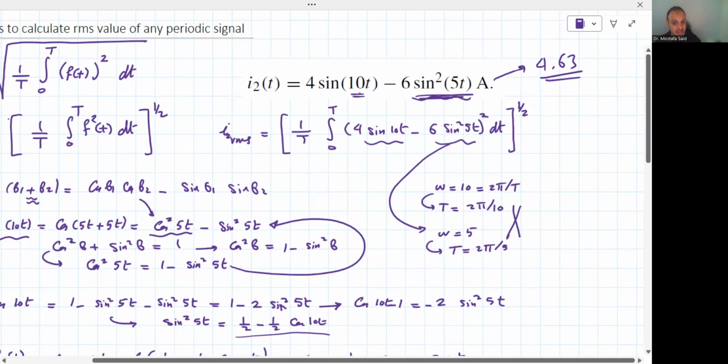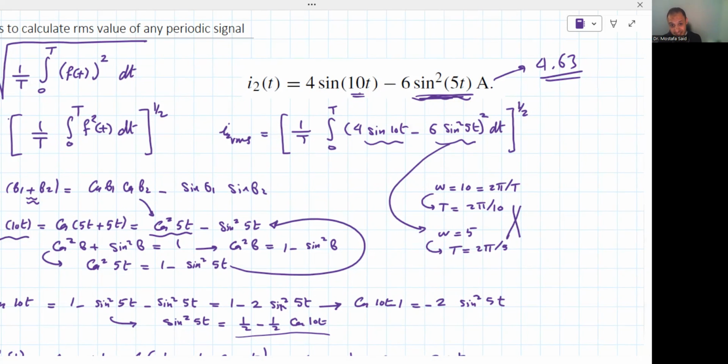Okay, what does that mean? That means the effect on a resistance of an AC current like that passing through is equivalent to the effect of a DC current of 4.63 amperes passing through the same resistor. The effect here means the heat or the power consumed.